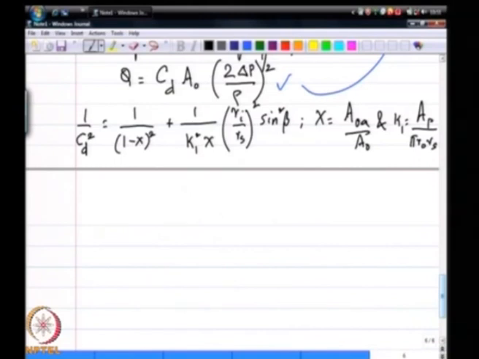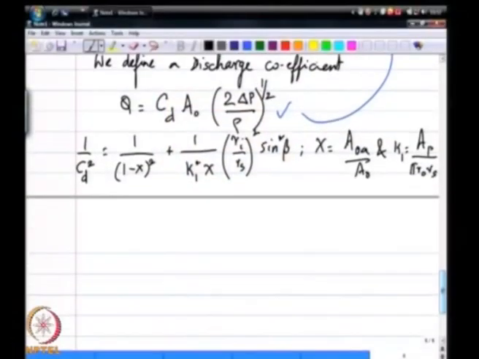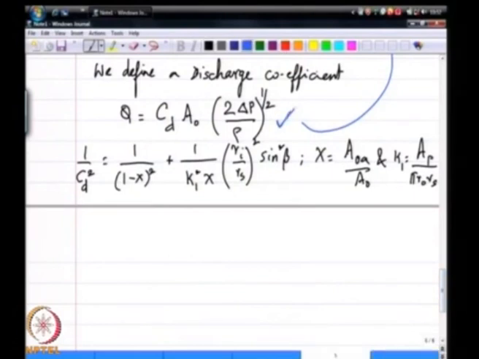Now, K1 is what I am after, K1 is something I need to get a value for before I can design. CD is something that I may actually know apart from A0. So, if I assume an A0, if you look at this expression here one more time, if I know A0, I know CD because Q and delta P are given to me in the form of constraints. I have a supply pressure and I have a flow rate I need to deliver. So, for a given A0 I can find a CD.